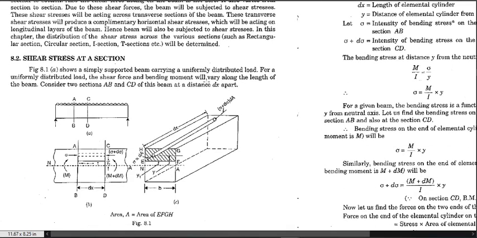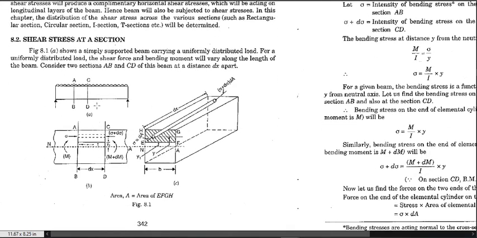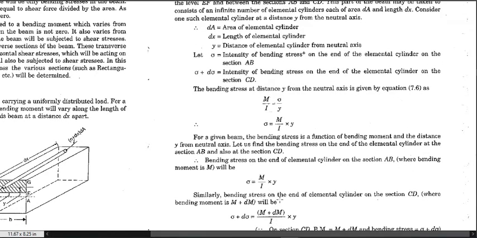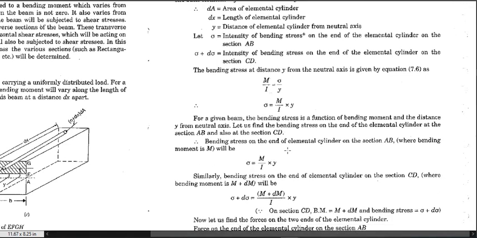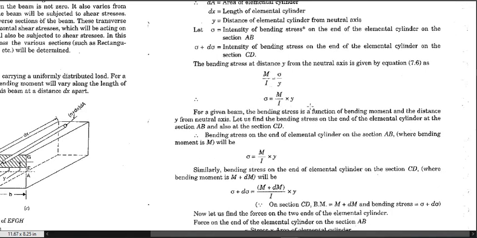So let us consider a case in which we have a simply supported beam on which a UDL is applied. We take two sections AB and CD, and we take a section EF which is at a distance of y from the neutral axis, and we will determine the shear stress being applied on that portion. Using the bending equation, we know that the bending stress at that portion will be equal to M over I times y.